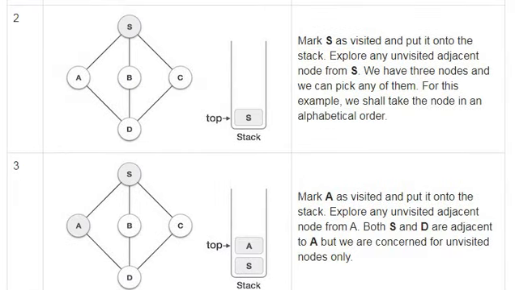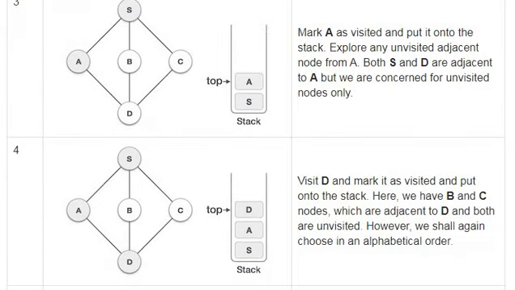So A is pushed into the stack, mark A as visited, and explore any unvisited adjacent node from A. So we have S and D, which are adjacent to A. As we are concerned for unvisited nodes, we don't bother about S. Visit D and mark it as visited and push it onto the stack. So now D is on the top.